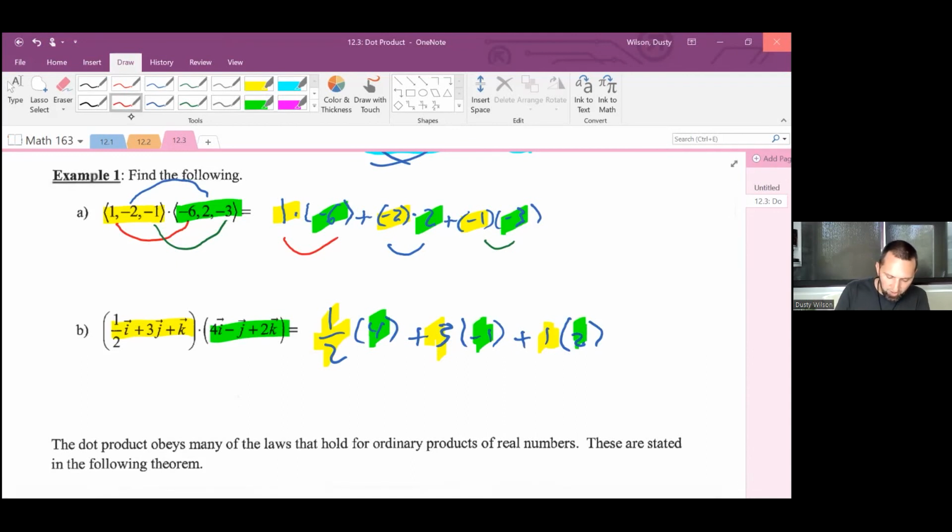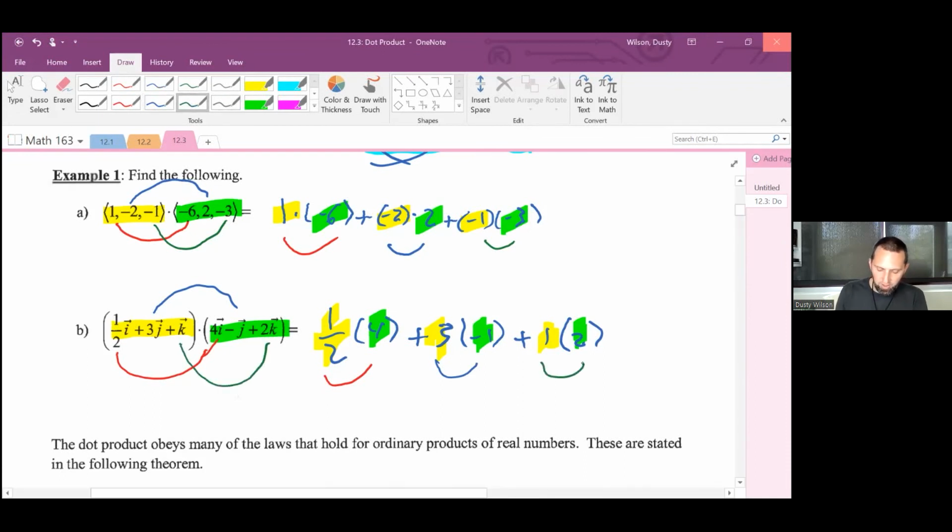And once again, we're taking the coefficient in front of the i's, that's the half times the 4. And then we are looking at the coefficients in front of the j's, that's the 3 and the -1. And the coefficients in front of the k's, that's the 1 and the 2. So we take all those little products and we add them together.